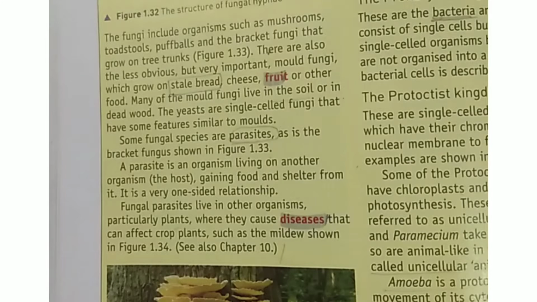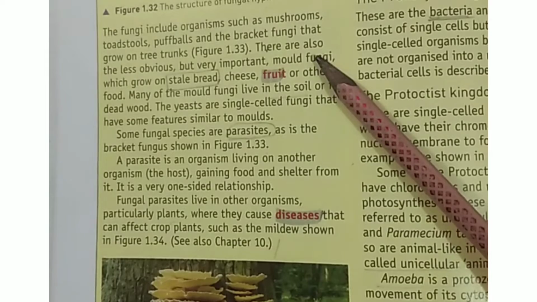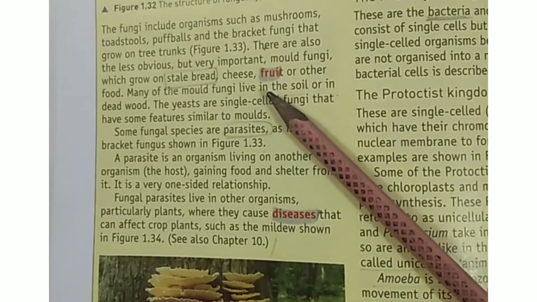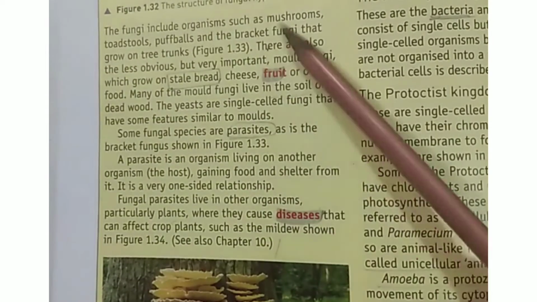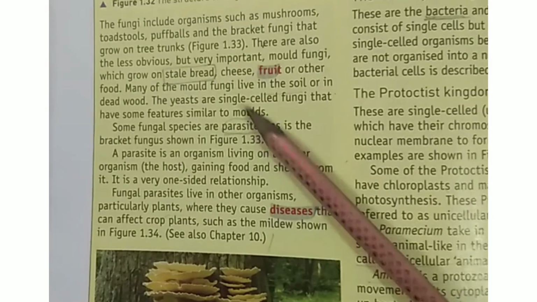If we have seen in our kitchens, there are some kinds of foodstuffs on which fungi grow. That kind of fungi is known as mold fungi. Very important, the mold fungi grow on stale bread, cheese, fruits, and on many other things like potatoes also. So mold fungi is the fungi that grows on many kinds of foodstuffs.